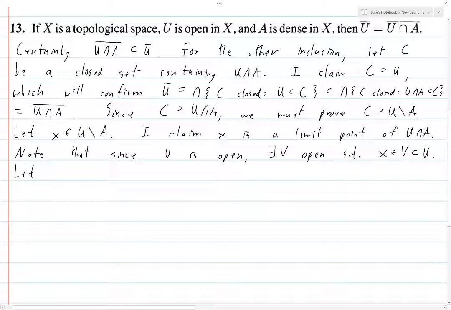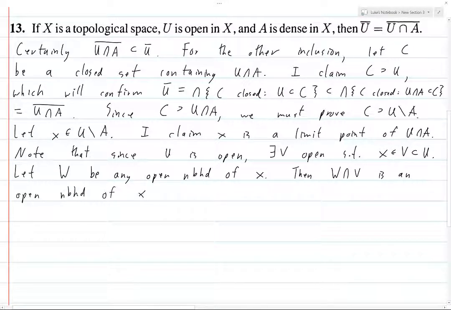Alright, so now let W be any open neighborhood of X. What we want to find now is an element of W which is not X, but which is contained in U intersect A. And if we can do this for this arbitrary open neighborhood W of X, then that will be sufficient to prove that X is a limit point of U intersect A. Alright, so then W intersect V is an open neighborhood of X which is entirely contained in U.